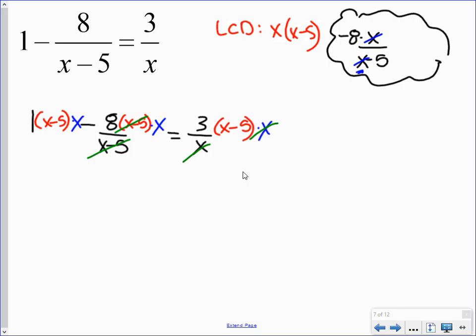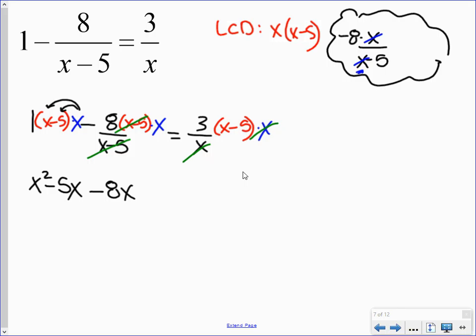Now, be very careful on this one when you write what's left over. There's distribution that happens. In this very first term, you have 1, which we can ignore, times x minus 5 times x. So I can distribute that to multiply it together. That's x squared minus 5x. Are we okay with that? You should multiply things together that are left over, so actually distribute them if you can. Then I have a minus 8 times x. That's just minus 8x.